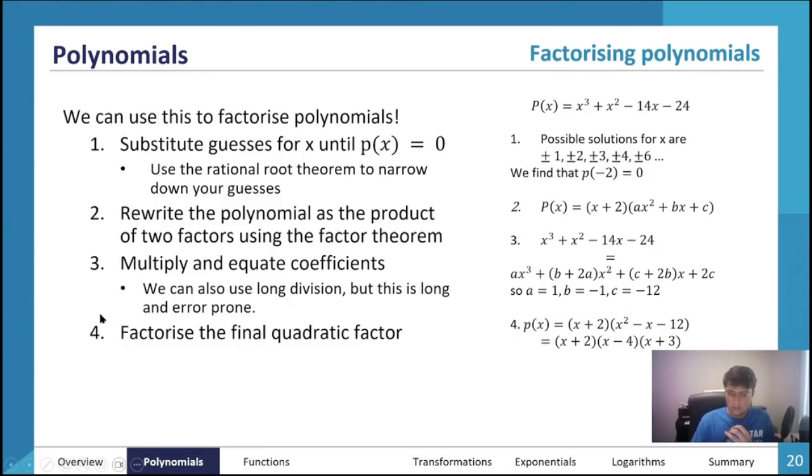Then we can factorize the final quadratic factor. So we know what the quadratic factor is. We can substitute our values a, b, and c. And then we just finish off by factorizing that further into linear factors. And there we go. We've converted our polynomial from expanded form into factorized form.